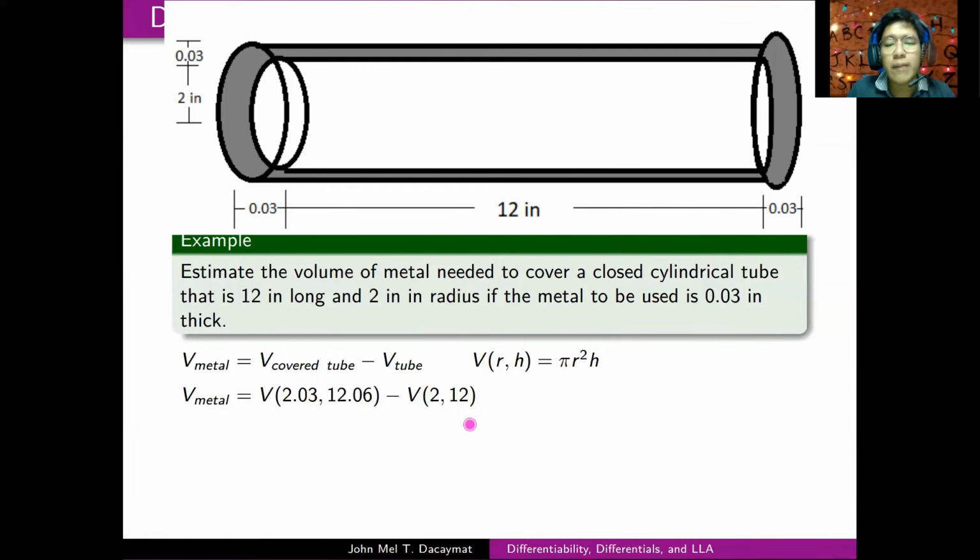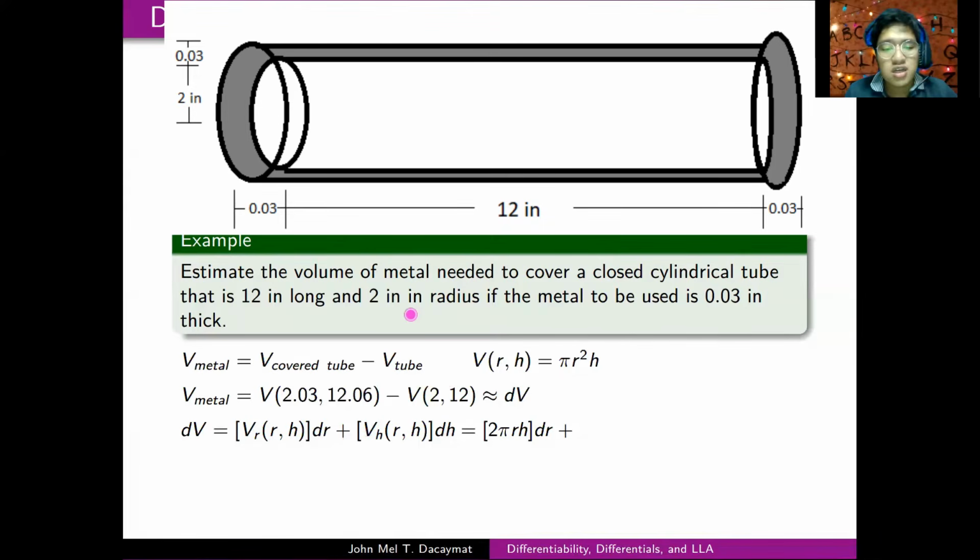Okay? So, ito yung i-approximate ko. And how do we do approximation of difference in function values? We get the differential. So the differential of V is just this, partial with respect to one of your variables, say R times the change in R, plus partial with respect to H times the change in H. Game. Differentiate mo si V with respect to R, you will get 2 pi R H. And pag dinifferentiate mo naman si pi R squared H with respect to H, you get pi R squared na lang, times DH. Okay?